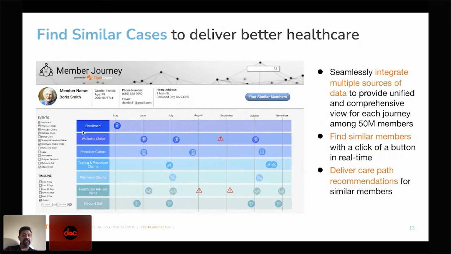Let me explain how this view is structured. You can see here there are different swim lanes. So enrollment is a swim lane which indicates Doris Smith, this 79-year-old lady, when did she enroll for the healthcare plan with United Health Group?